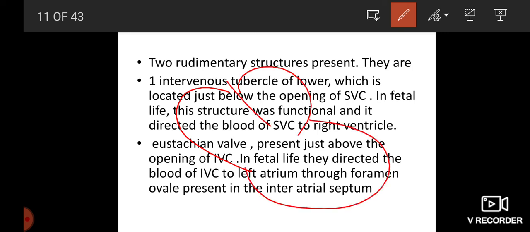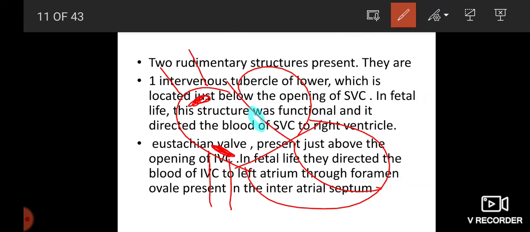Suppose these are the 4 chambers. This is the superior vena cava, here comes the inferior vena cava, and just below the superior vena cava we have a tubercle-like structure called the intravenous tubercle of Lower, and just above the opening of the inferior vena cava there is the eustachian valve. In fetal life, this interatrial septum consists of a foramen called the foramen ovale.